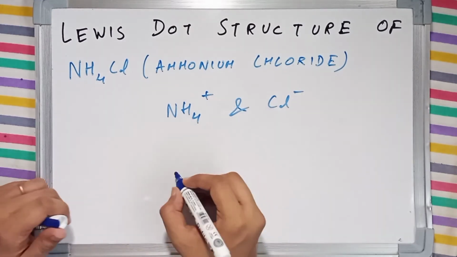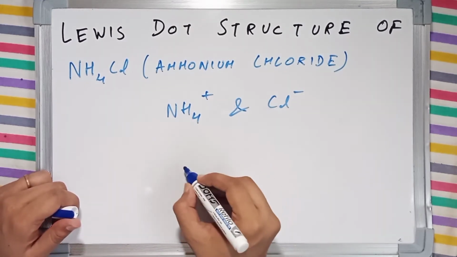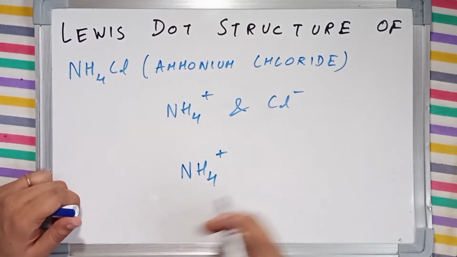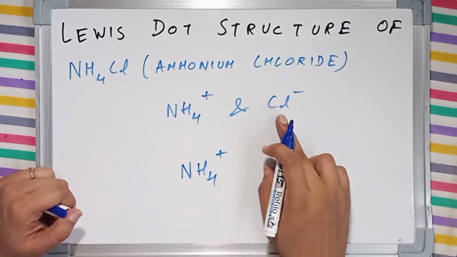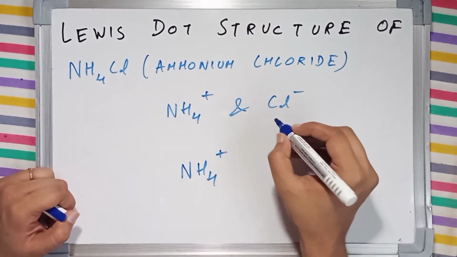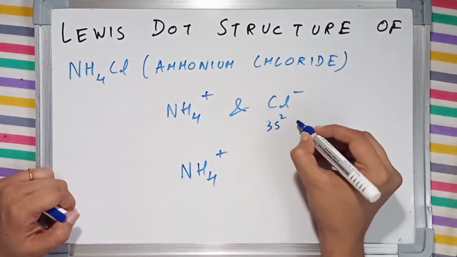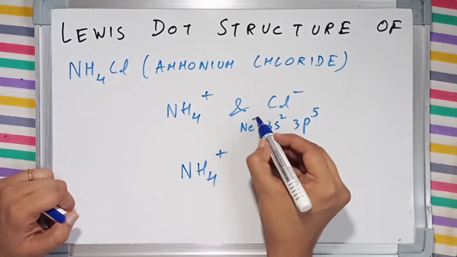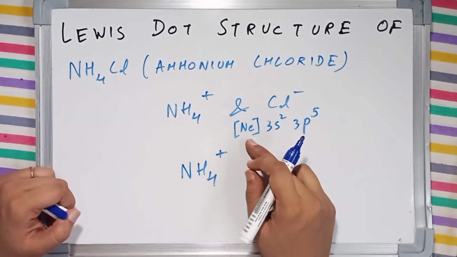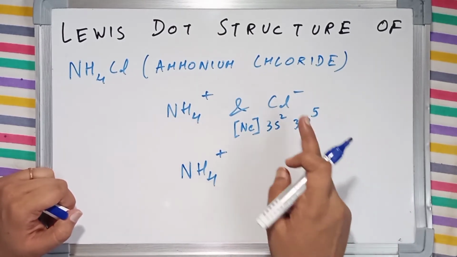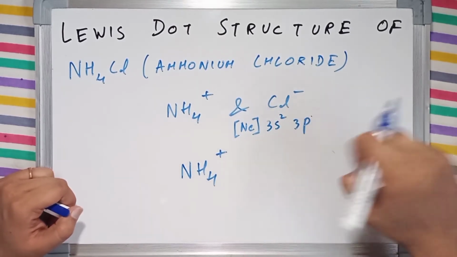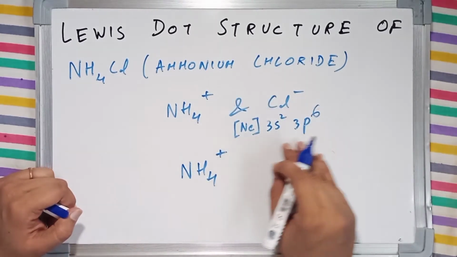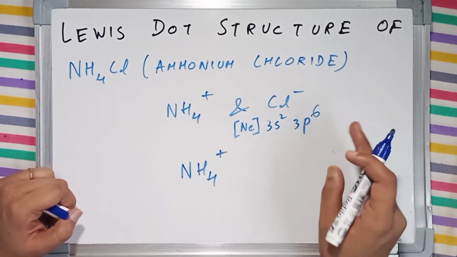Now we have got NH4+ and we have got Cl-. Now the electronic configuration of chlorine is, before that we can put the inert configuration of neon, 3s2, 3p5, and for Cl- it will be 3p6. So this is a fully satisfied ion. It has completed its electron deficiency and is now very stable.